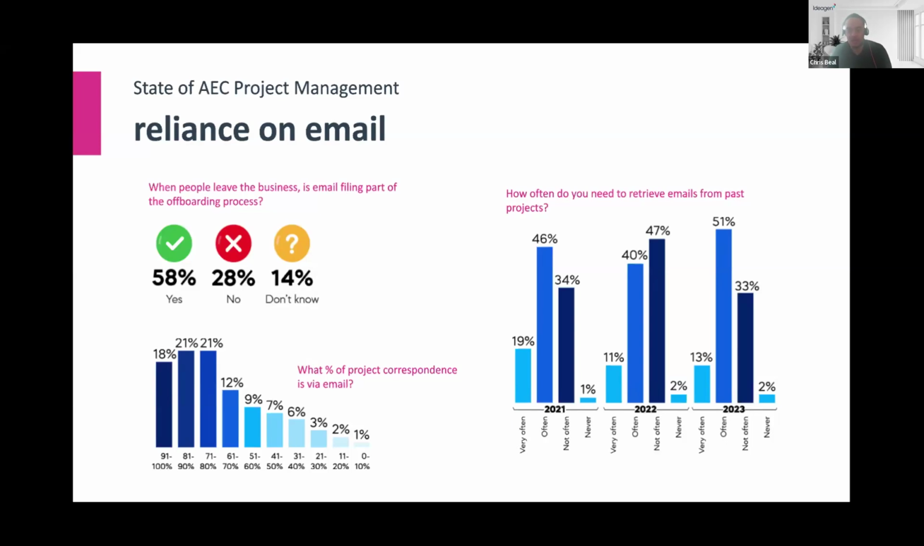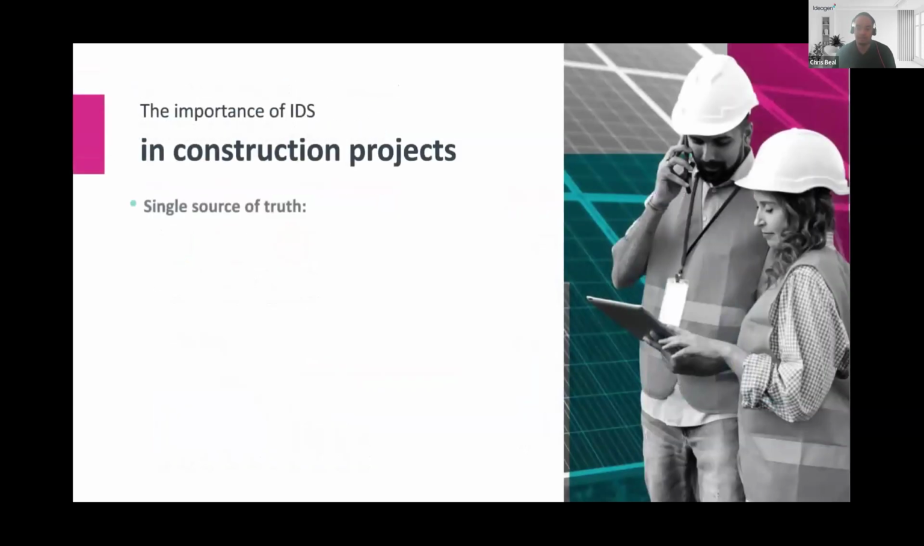On top of this, almost two thirds of AEC businesses regularly need to retrieve emails from past projects. For many firms, keeping emails well organized and accessible is not often a consideration until things go wrong. At the end of the day, they hold vital information: design decisions, product approvals, safety clarifications. These could be critical for meeting IDS requirements and ensuring that health and safety isn't compromised on site.